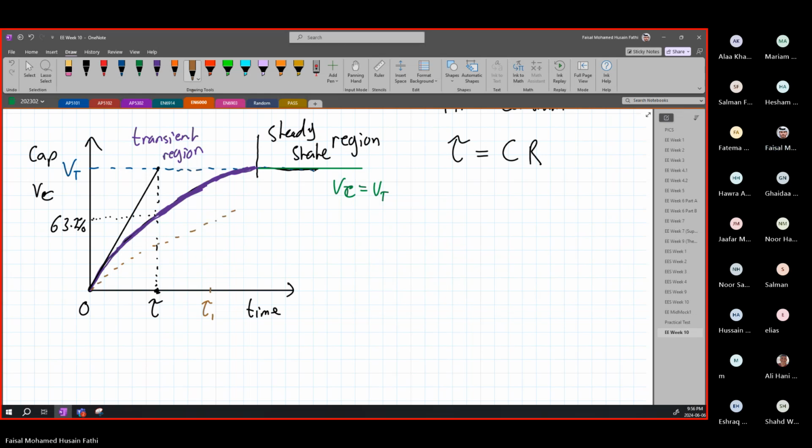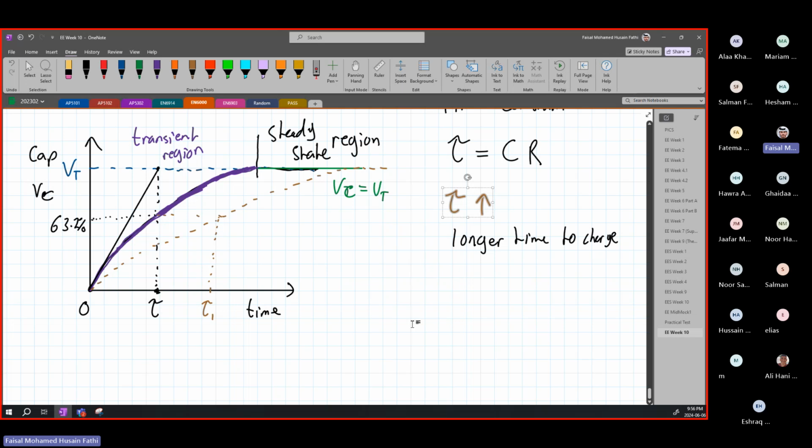So it basically took a bit more time for it to reach the 63% capacity rate. So when tau is large, let's just draw an arrow up, it means it will take a longer time to charge. All right, this is what this constant represents.